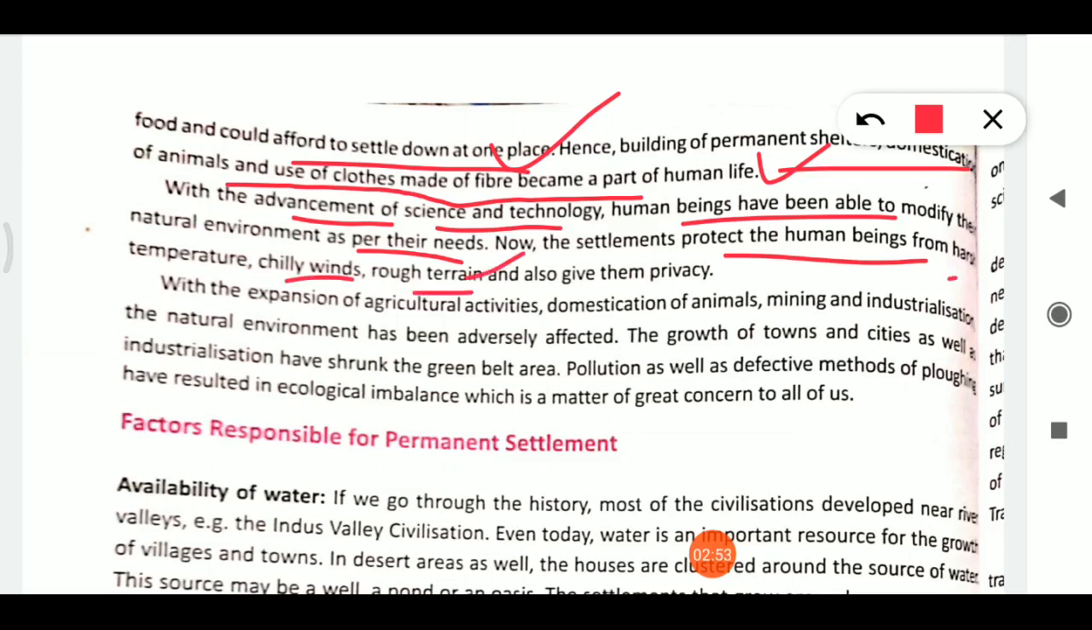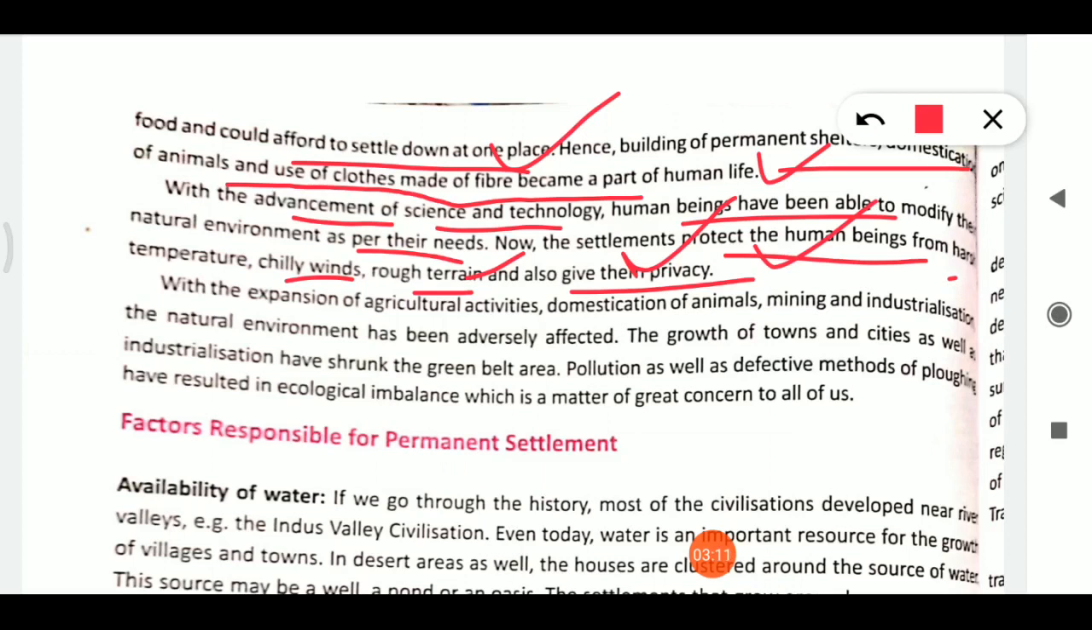What does terrain mean? Means land. And also give them privacy. So this was the use and advantage of settlement.